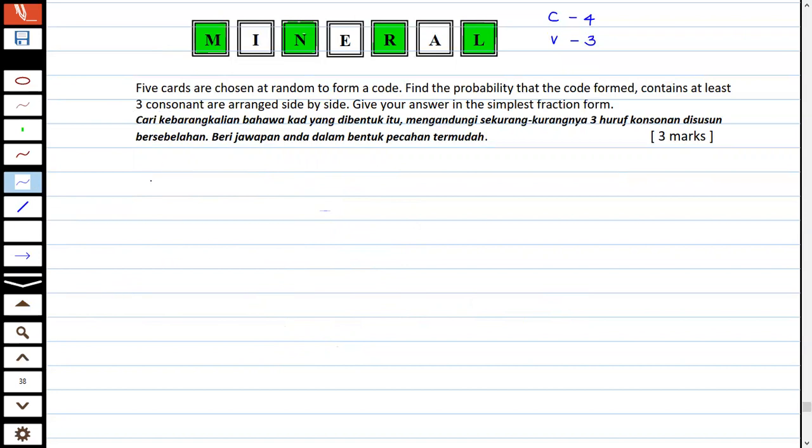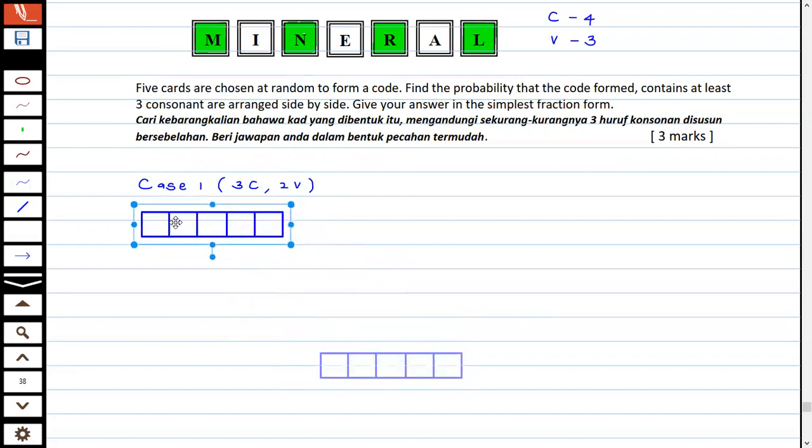So I'm going to break it into 3 cases, right? I put this as case 1. In case 1, I'm going to start with 3 consonants followed by 2 vowels, right? Why 3 and 2? Because 3 plus 2 gives you 5, because the question asked to form a 5-card code. So I start with 3 consonants and 2 vowels, and I create a box with 5 slots.